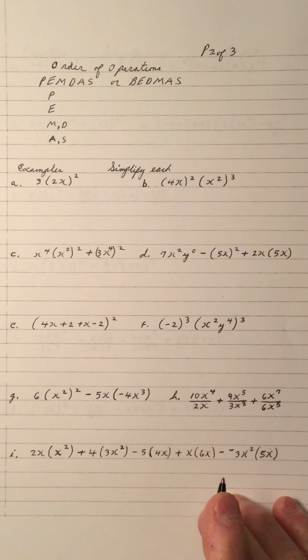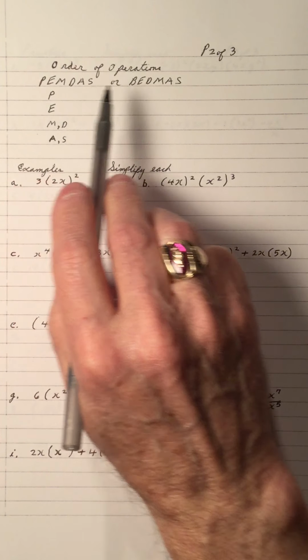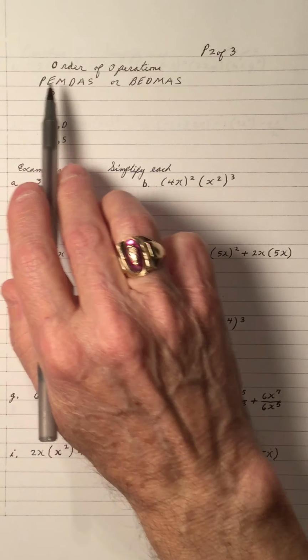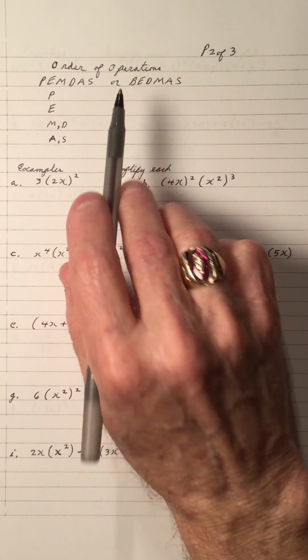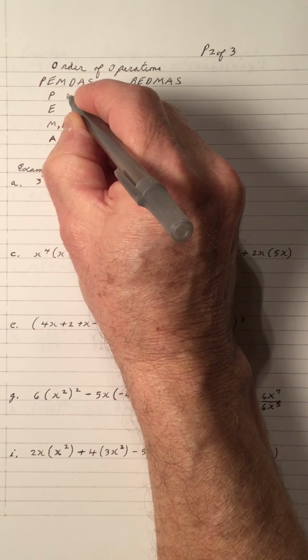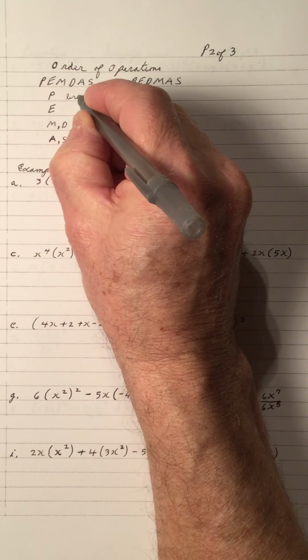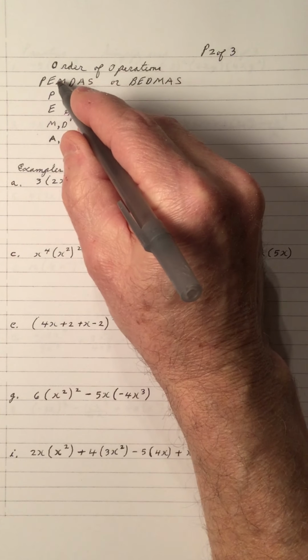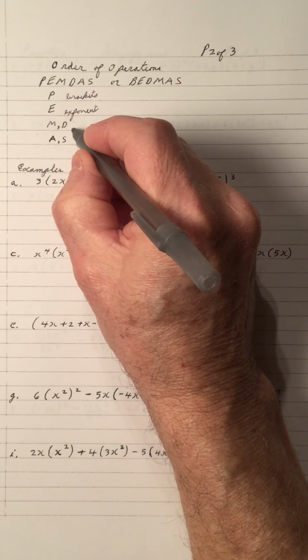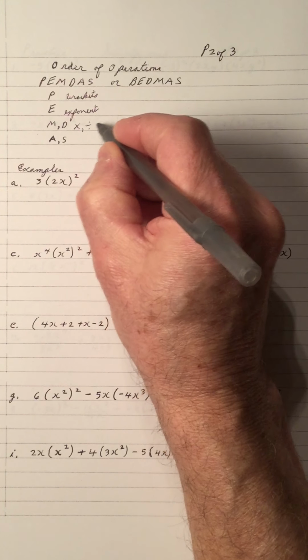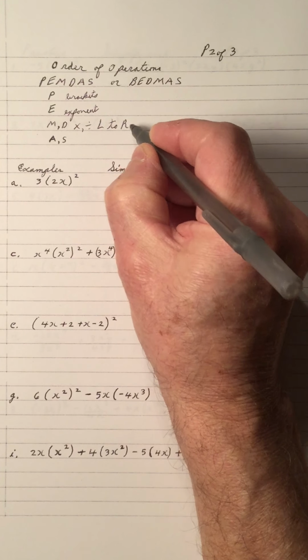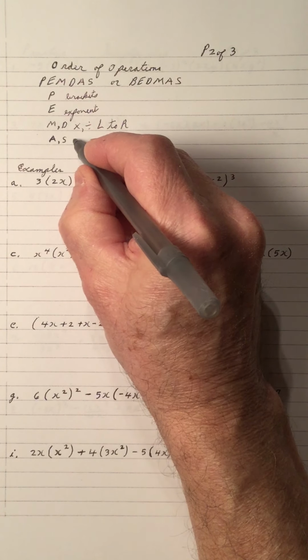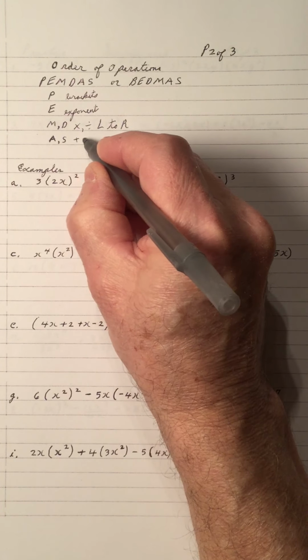Hi, welcome to my video on the order of operations on monomials. Order of operations is defined by PEMDAS or BEDMAS, and the P and the B stand for brackets or parentheses, and the E stands for exponents. The MD and the DM is multiplication, division, left to right. And the A and the S stand for addition and subtraction, left to right.